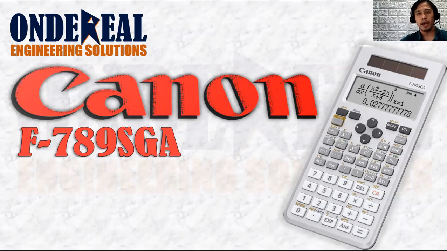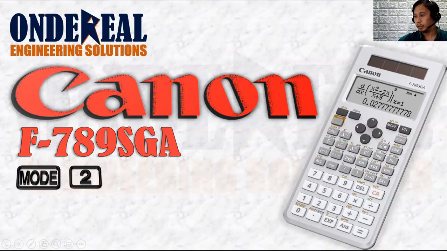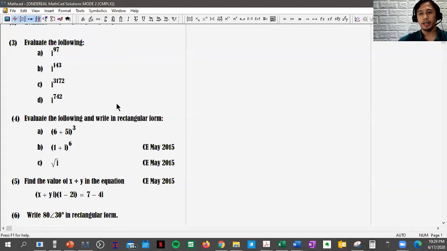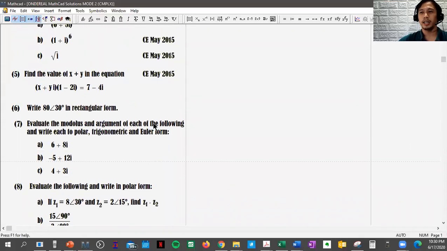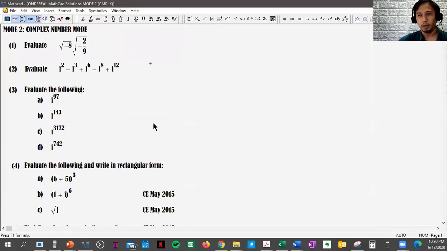And in this video, I'll be exploring this calculator, specifically on Mode 2, in complex mode. So in this video, mag-calculate tayo nito, mag-evaluate tayo nito, and I have, I think, about 20 problems here, because in my last video, I explored on mode 1, so ngayon mode 2 naman tayo. So get ready na, i-ready nyo na yung calculator ninyo, mag-start na tayo.